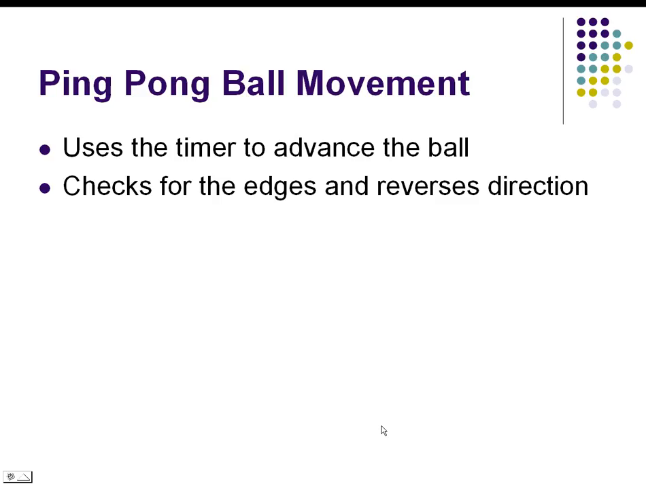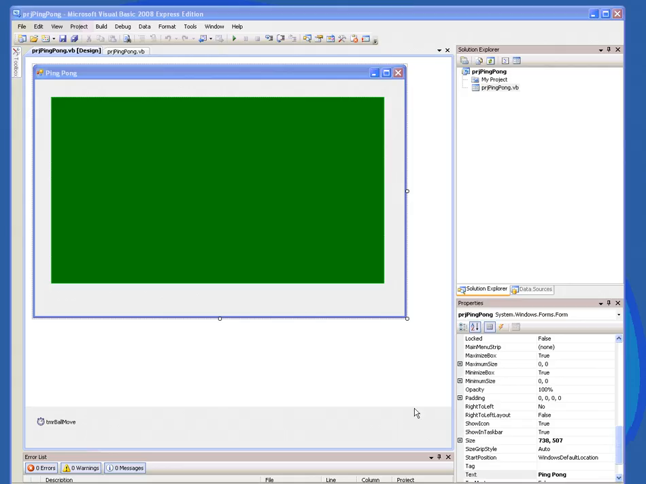It checks for the edges with an if statement, and when it reaches an edge, it simply reverses the direction of the movement in the direction that edge is facing. In other words, the top and bottom will reverse the Y, and the left and right will reverse the X coordinate in that movement. So with that in mind, let's take a look at our screen first of all.